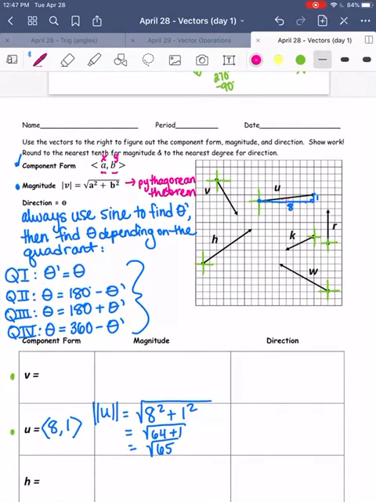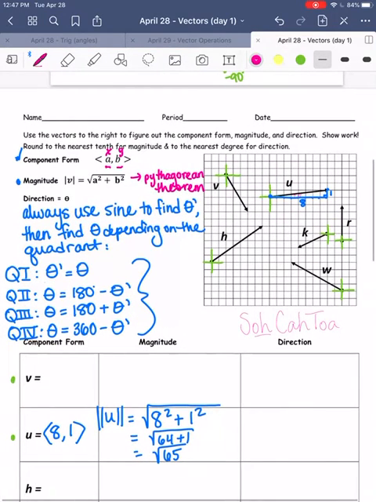All right, this says to find direction, we're always going to use sine. And in sine, SOHCAHTOA, sine is O and H. So we're going to use the O side and the H side. And then depending on the quadrants, we may have to do a little bit more work. I'll show you that as we go. Okay, so we're going to do sine of theta, and so we're going to use the O side, which our opposite side is 1, and our H side is what we just found, and we found it to be root 65.